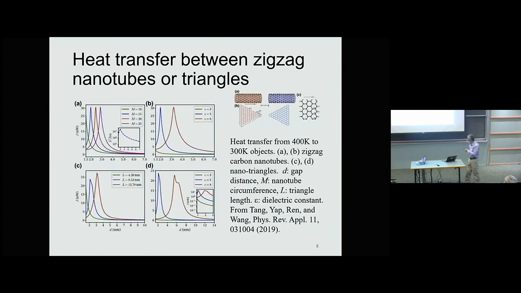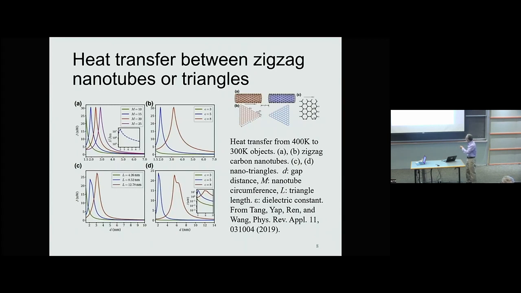Okay, here is a different kind of system. This is graphene, and if you cut it, you can have two geometries: zigzag and armchair. We use zigzag because zigzag has a surface state, while armchair has no surface state. If you use zigzag, you get quite large contributions to the heat transfer. Here is a graphene sheet cut into a tape, and again you can see a contribution.